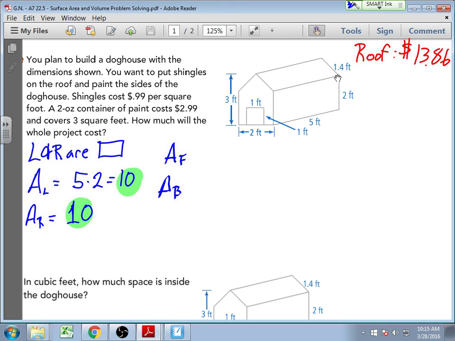So instead of starting with area of the front, I'm going to start with area of the back, because I know the back is the entire thing, not missing a door, not missing anything. So when I drew this, I broke this up. Why did I break that up? To not get confused. Peyton, what math can I do?